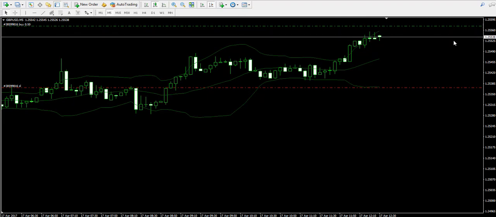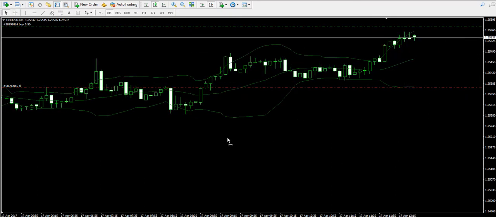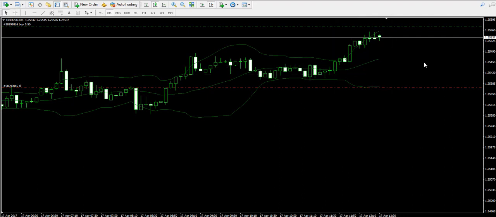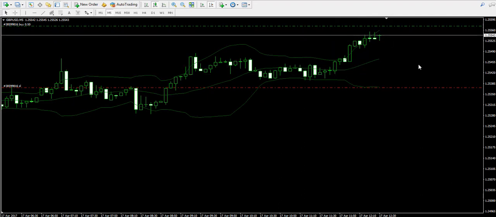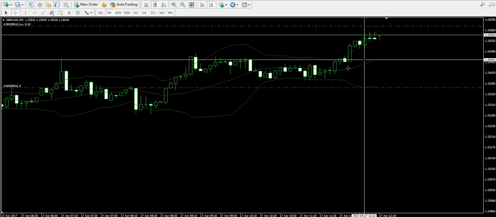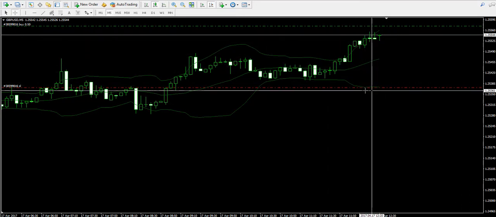At the same time, I plan to stay in this trade until the price breaks the lower Bollinger Band in bearish direction. So upper Bollinger Band, lower Bollinger Band.